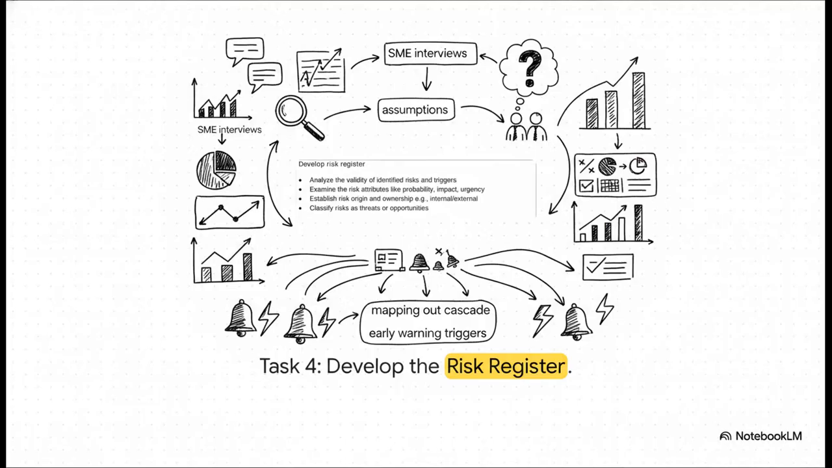And finally, the whole shebang culminates in Task 4, developing the risk register. This is the ultimate output of Domain 2. It is your official case file. Everything we've done up to this point, the interviews, the telemetry data, the cascade effects, the early warning triggers, it all gets documented right here.